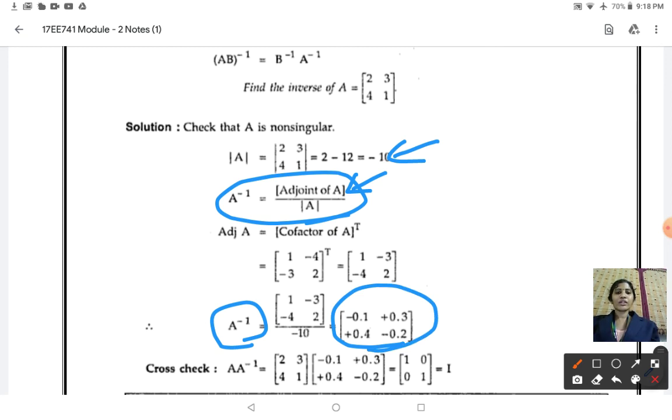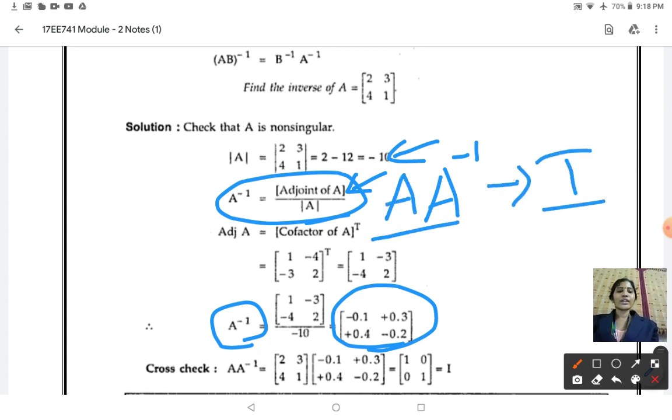To check whether the answer we have obtained is right, you can multiply your A inverse with matrix A. When you multiply these two, you will get an identity matrix. If you are getting an identity matrix, then the solution you have obtained is right. If you are not getting an identity matrix, then you have made some mistakes, so you need to modify it or redo the problem.